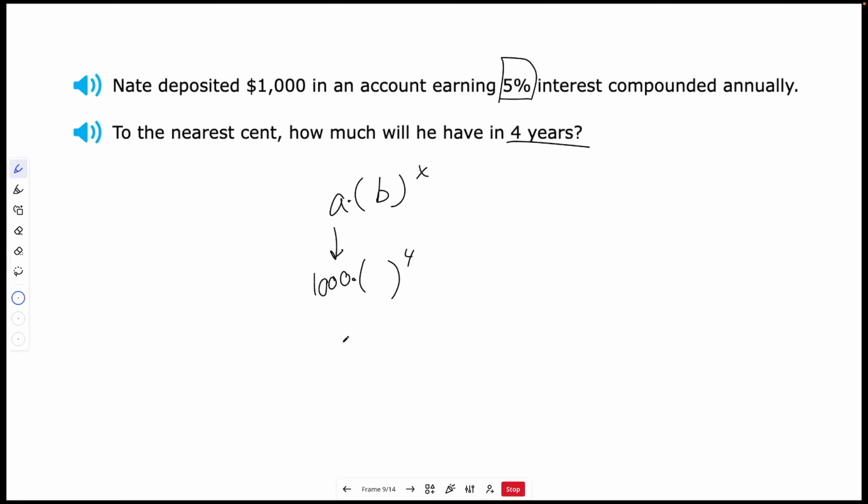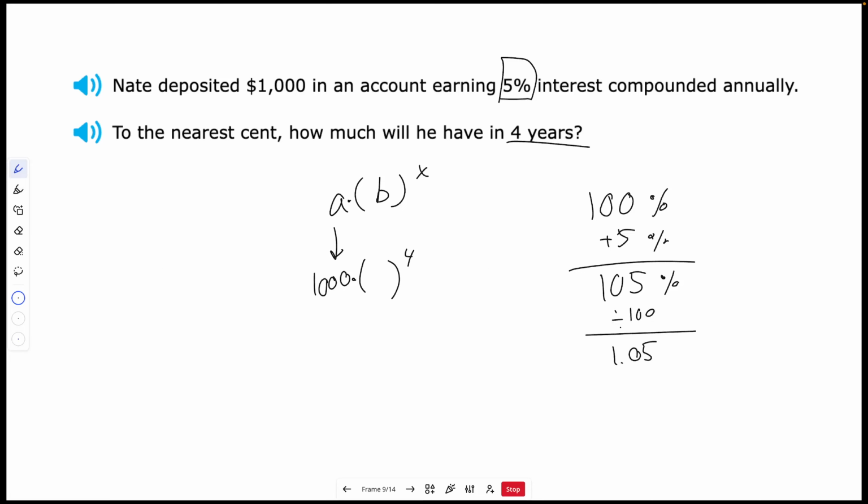Everything else is fine, because you have to think about it as you start with 100%. That would just be normal. And then this is 5% on top of that. So what you're really getting is 105%, and you need to convert this to a decimal. You can't put in 105 here. That's just incorrect. So to convert the percentage to a decimal, you need to divide it by 100, and that will give you 1.05. And the 1.05 is what you put in here.